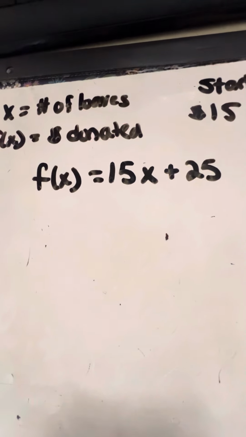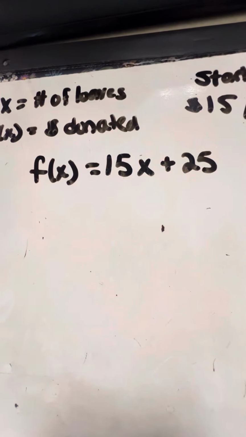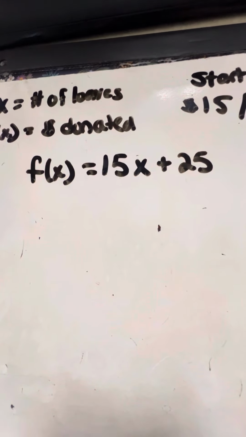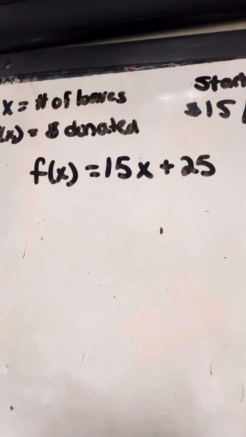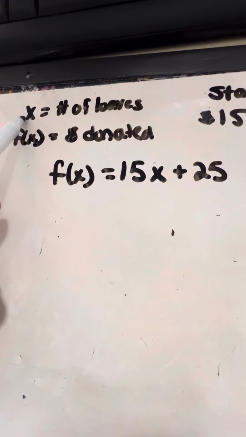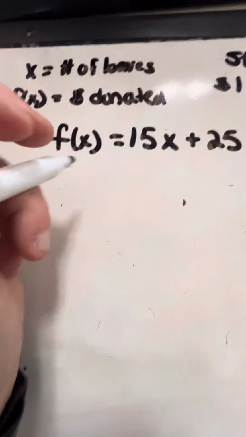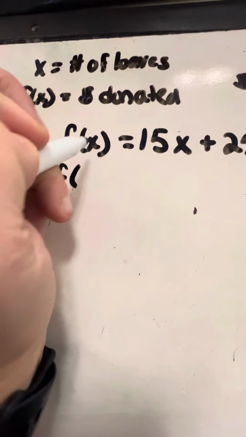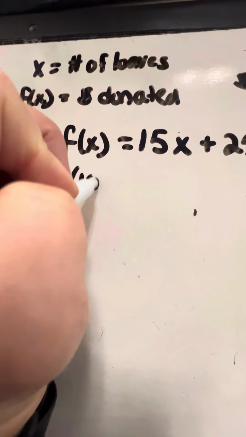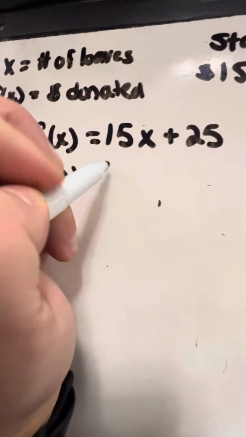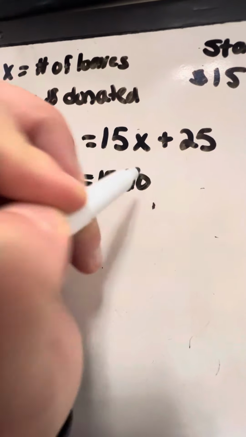Now, the next part of this question is asking me that if Miss Diamond makes 10 sourdough loaves, how much money would she make in order to donate? So if we know that there are 10 loaves of the sourdough, we're going to plug that in where X is in order to find out how much money she would make to donate. So we would replace the F of X with F of 10 because we're looking for 10 loaves of bread that she's going to sell. And then we're also going to replace it over here.